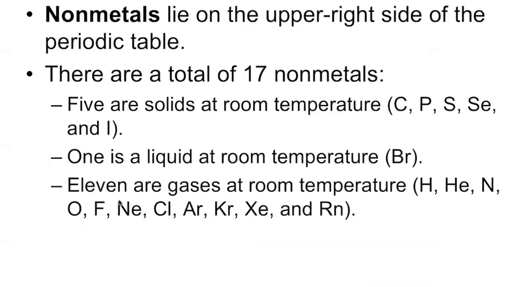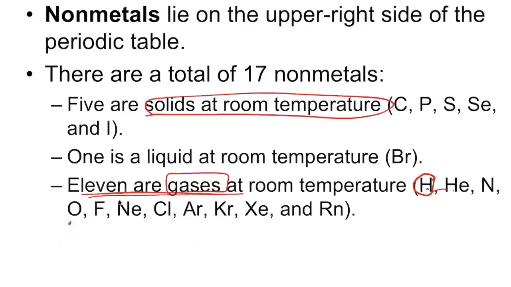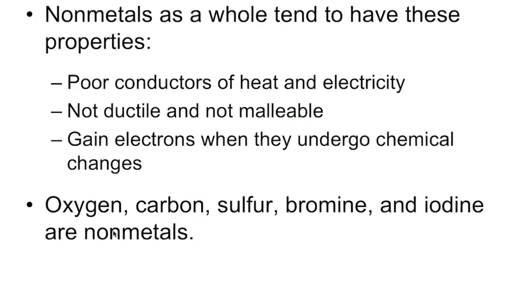which include hydrogen, helium. Even though remember hydrogen is in group 1, it's a non-metal. Helium, nitrogen, oxygen, fluorine, neon, chlorine, argon, krypton, xenon, radon. Those are just examples of your 11 gases. These are non-metals. These are gases. You don't have to memorize this. And you have 5 that are solid at room temperature and 1 that is liquid at room temperature. Not necessary to memorize it, just good to become familiar with it.